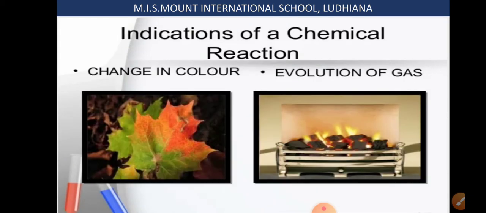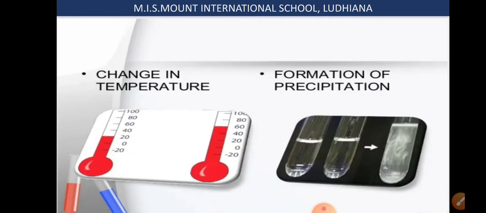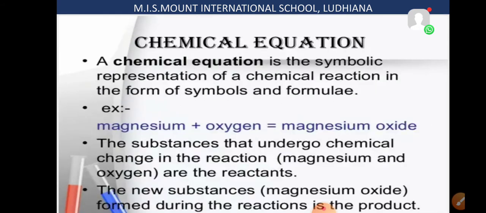Now indication of a chemical reaction, that is, how do we get to know that a chemical reaction has occurred? We can get it from the change in color, the evolution of a gas, a change in temperature, or the formation of a precipitate. Any of these changes can occur, which will tell us that yes, some kind of chemical change has happened, and the way you present that chemical change is known as a chemical reaction.